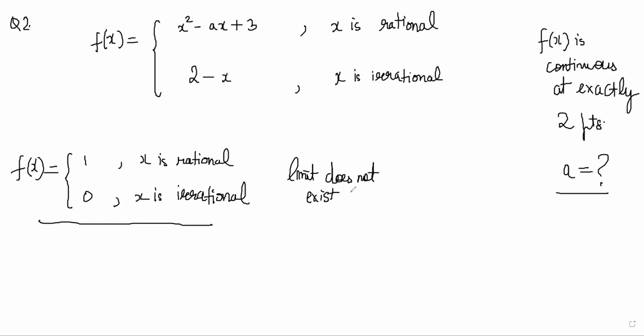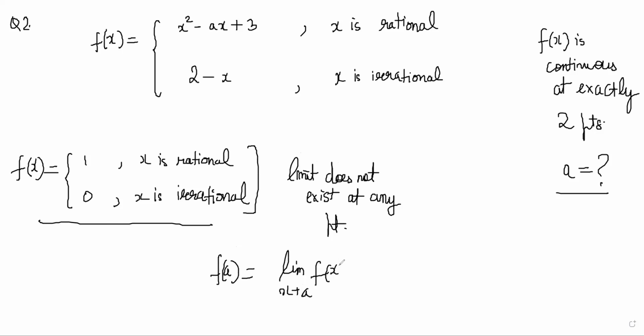Exist at any point. And if the limit does not exist at any point, then it cannot be continuous, right? Even if you know f of a, you have to prove that the limit of x tends to a, f of x should also be equal to that, right? Yes, for continuity. So this function would not be continuous at any point, and the idea is that the function definition does not allow any limits to be there.